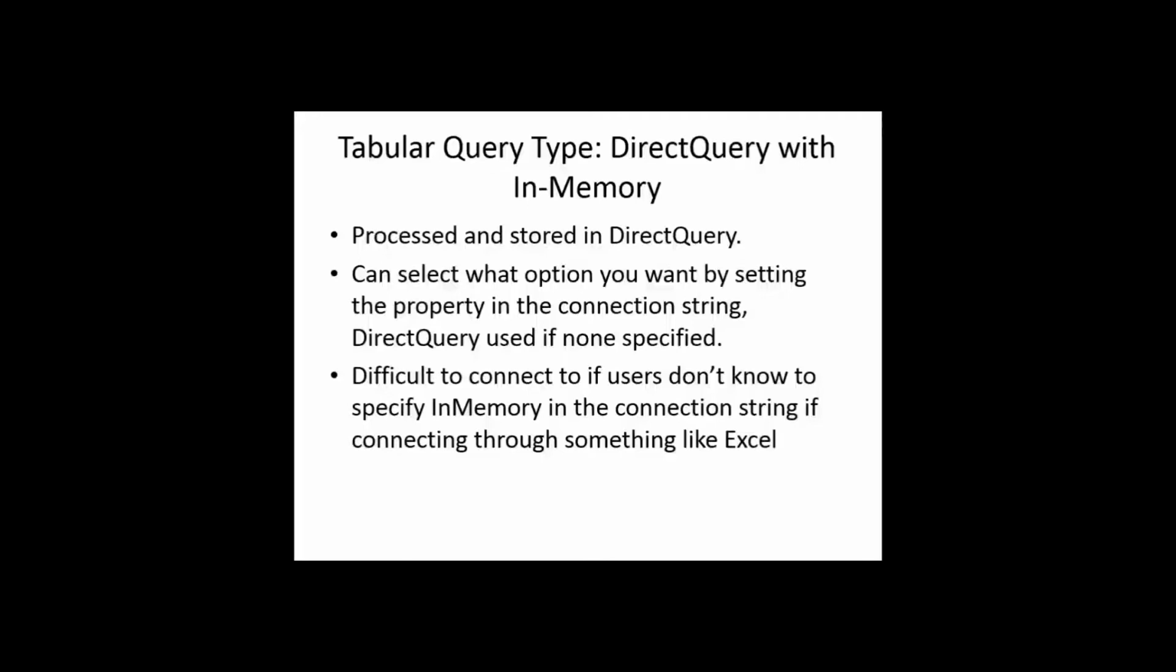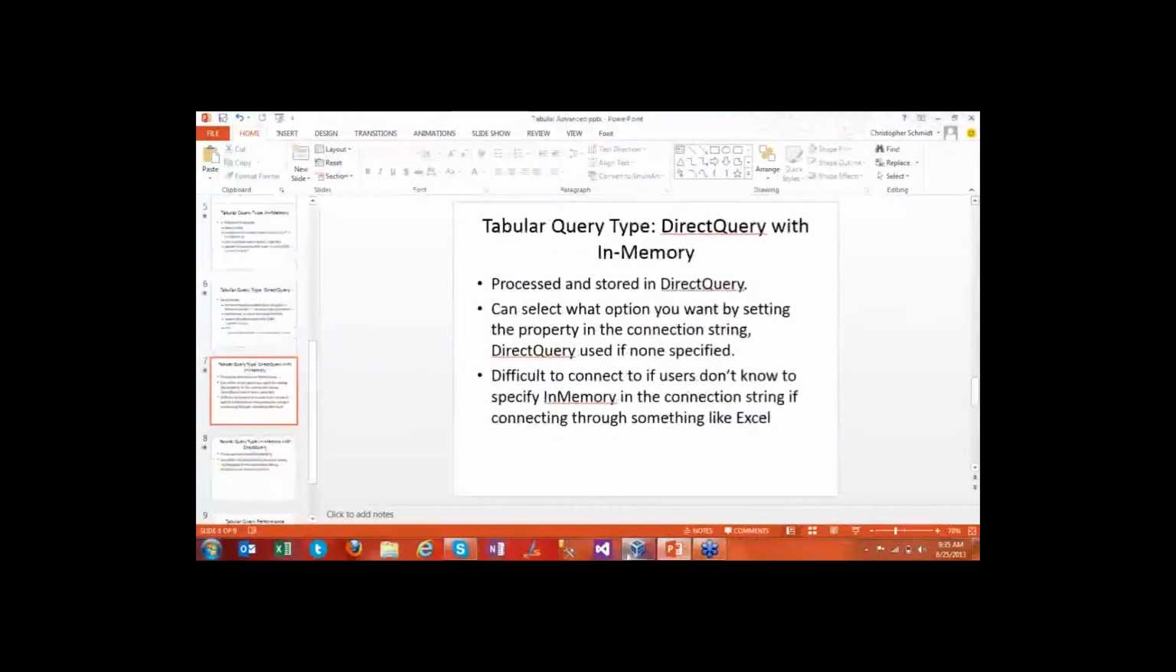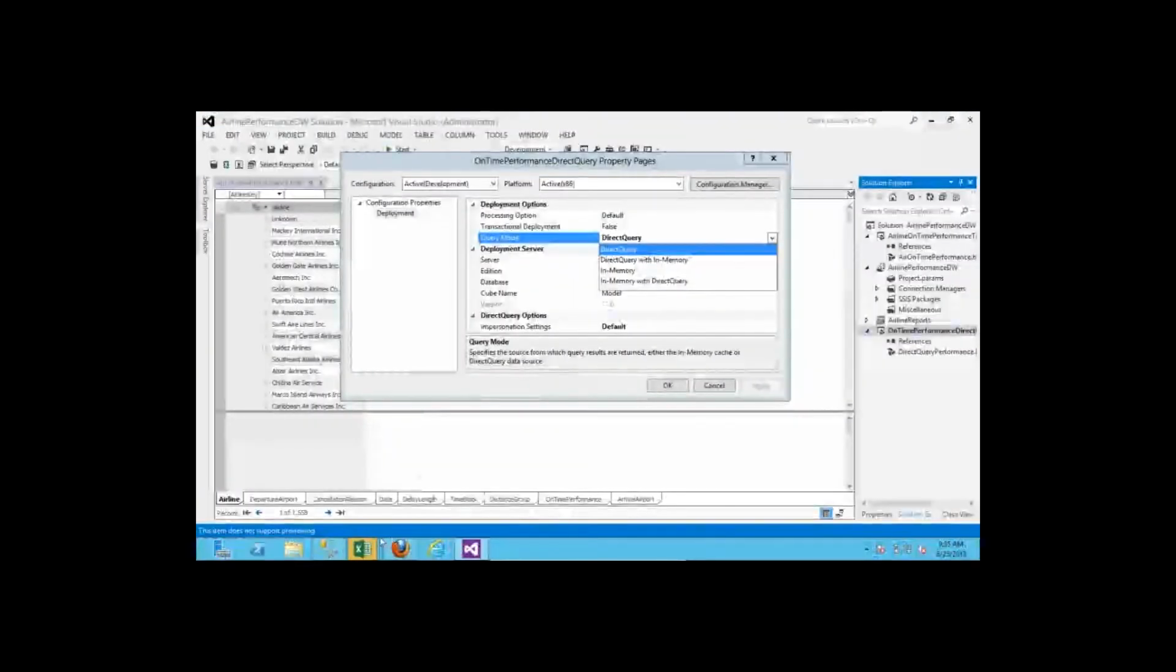So in Excel, when I'm passing in, say, I want to do my initial connection, and I'm using that ODC, that Office Data Connection file, to create my connection to my tabular database, I can specify whether or not I want to use DirectQuery or whether or not I want to use in-memory. It's difficult to connect to if users don't know to specify in-memory in the connection string if you're connecting through something like Excel. So if you go to Excel and I just try to connect to a tabular database, by default that's in direct query mode.